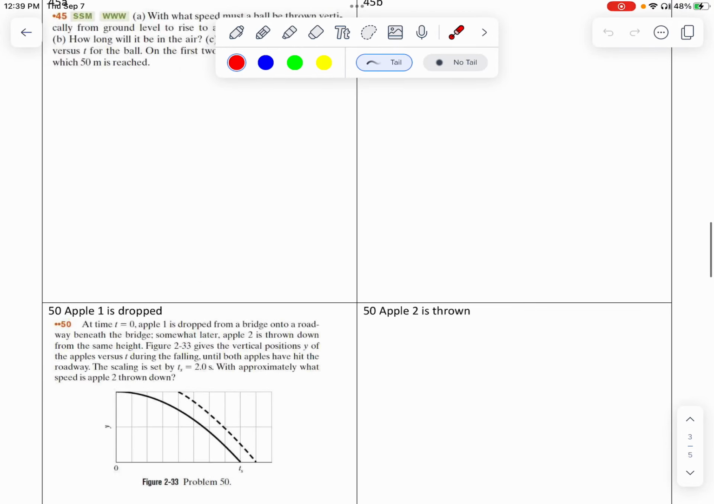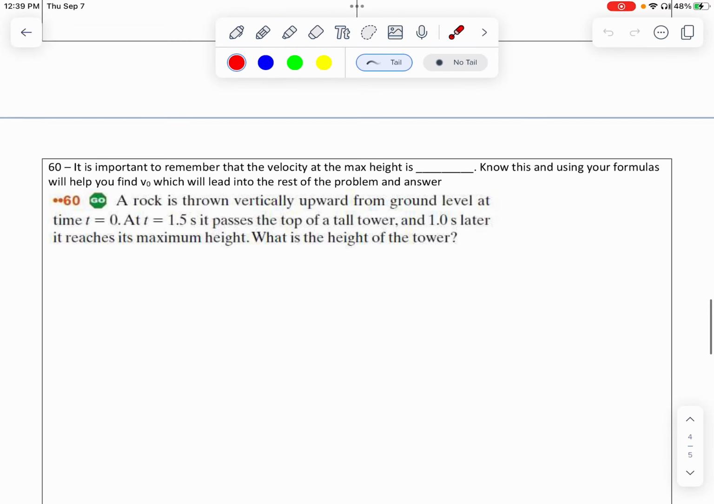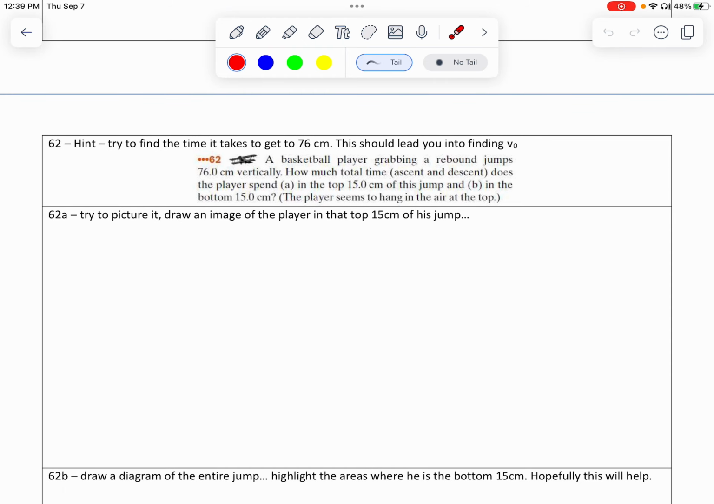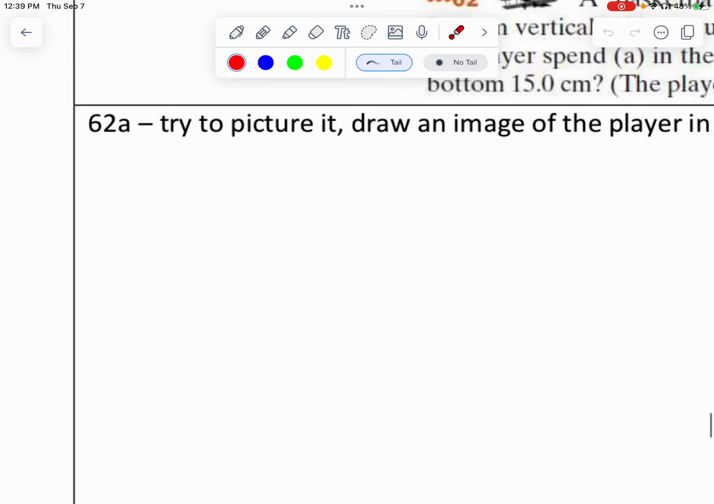Hey guys, I feel horrible that I confused you, so I want to make sure that I am 100% clear on this problem. Let's take a look at this basketball player. He is jumping vertically, so we have a parabola.